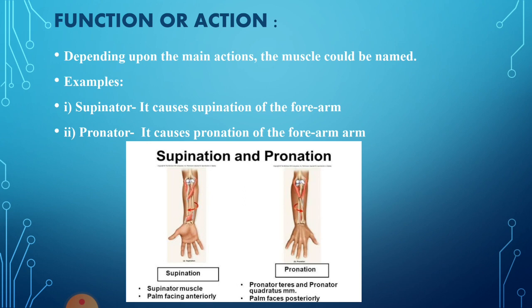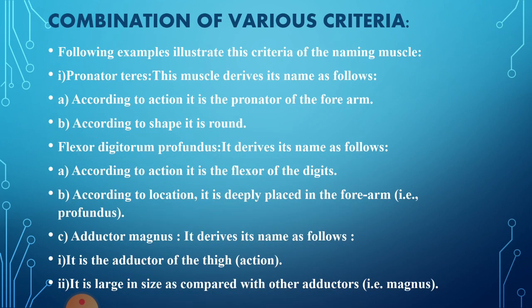Supination will be a state of your hand when your palm is facing anteriorly, while the pronation will be the state of your hand when your palm is facing posteriorly. You can also make your concept clear by remembering this: the supination will happen when you are asking someone to give you something, while the pronation is a state of your hand when you give someone something. So this was on the basis of the action.